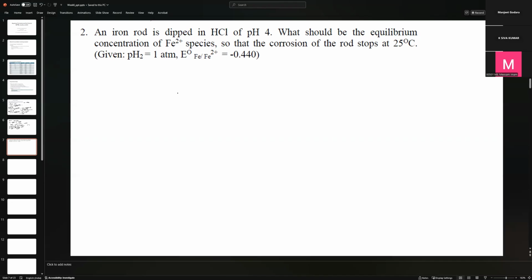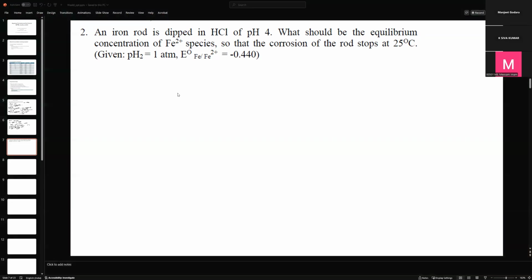Okay, the second question in the example problems was: an iron rod dipped in HCl at pH 4. What should be the equilibrium concentration of Fe2+ so that the corrosion of the rod stops at 25 degrees Celsius? We are given the partial pressure of H2 as 1 atm, and the standard reduction potential of iron.